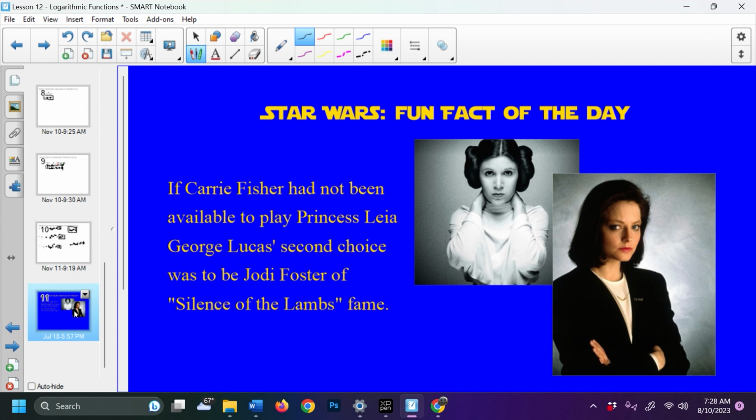The Star Wars fun fact of the day: if Carrie Fisher had not been able to play Princess Leia, George Lucas's second choice was Jodie Foster of Silence of the Lambs fame. It would have been a different movie.